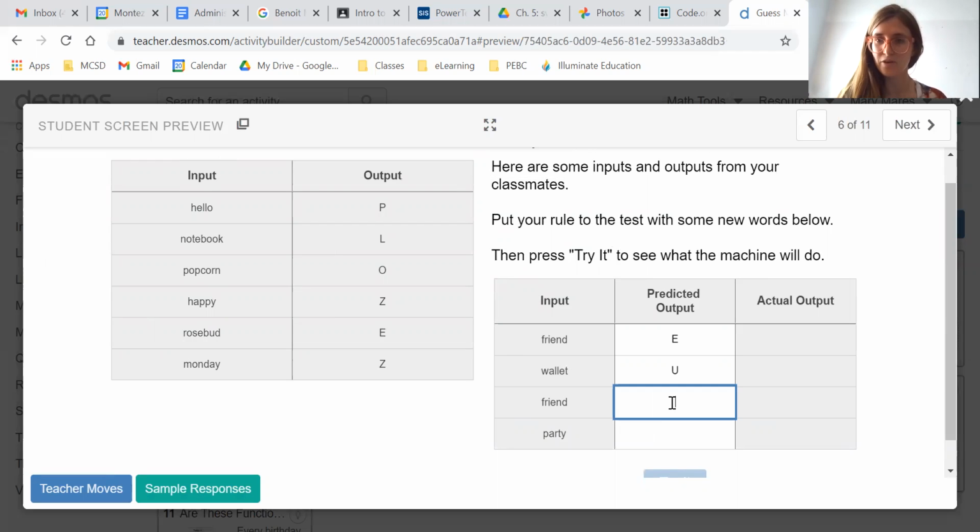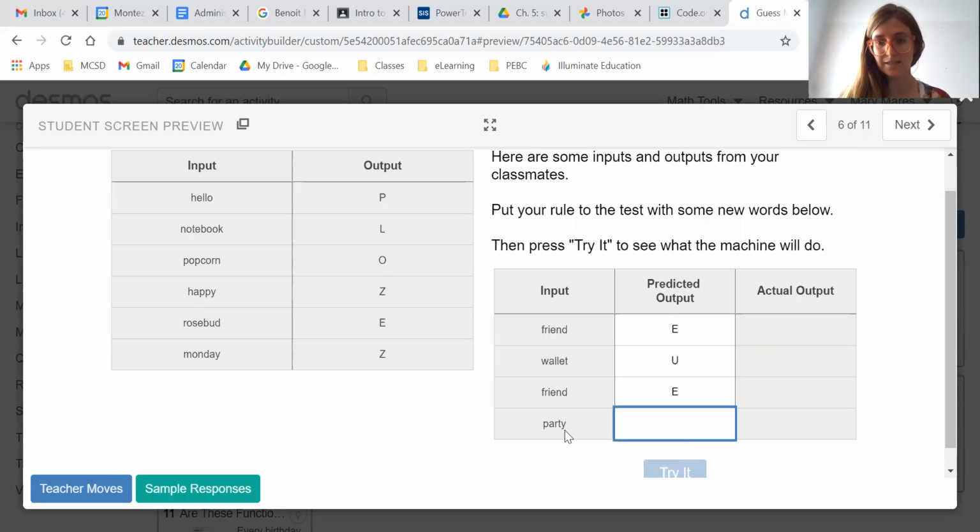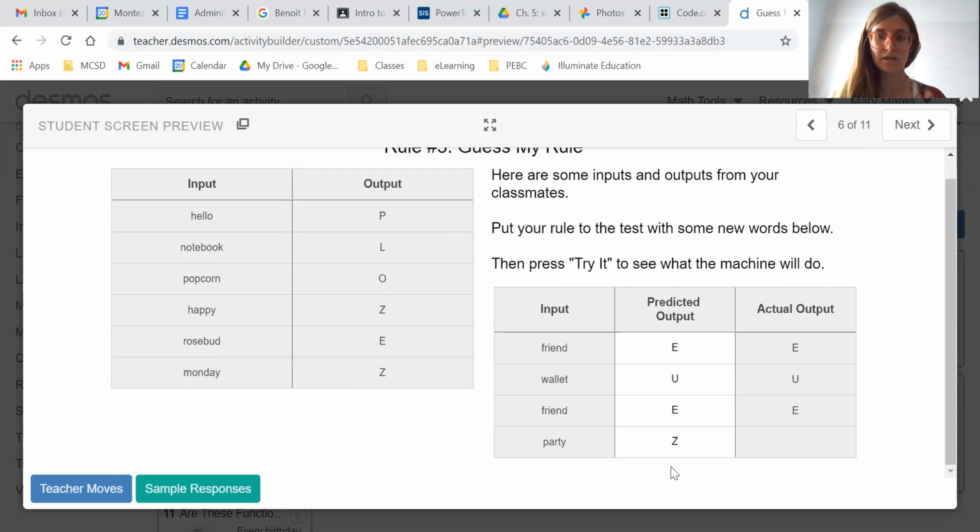And how am I figuring this out? I'm looking at the last letter of the word, and I think the output is going to be the next letter in the alphabet. So the last letter in the word is D, and the next letter in the alphabet would be E. Last letter in the word is Y, so my predicted output would be C. Let's try it. E, U, E, C. There we go.